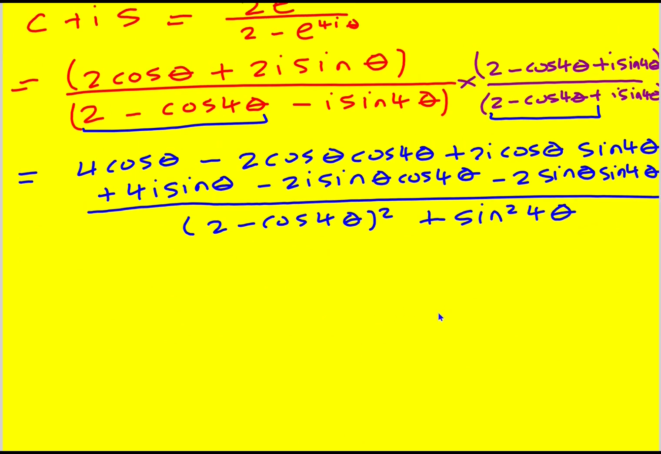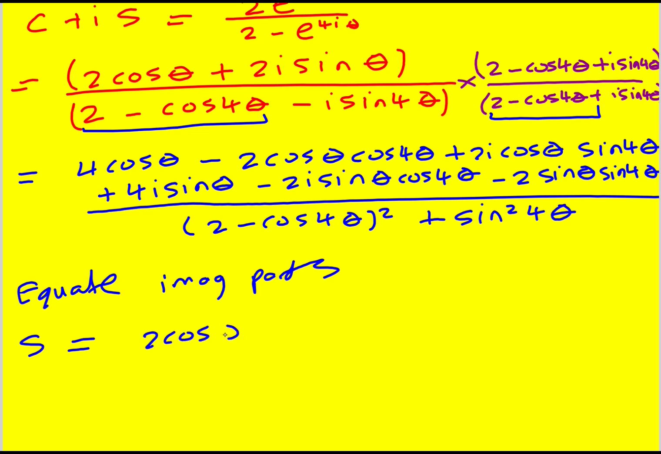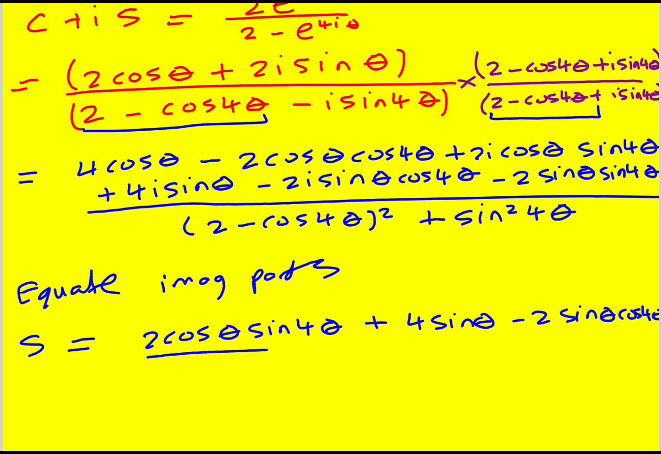So I think I'm going to go straight into equating the imaginary parts just because of how complex this is. No pun intended. And S is going to equal 2 cos theta sine 4 theta plus 4 sine theta minus 2 sine theta cos 4 theta, just taking the imaginary parts in the numerator.